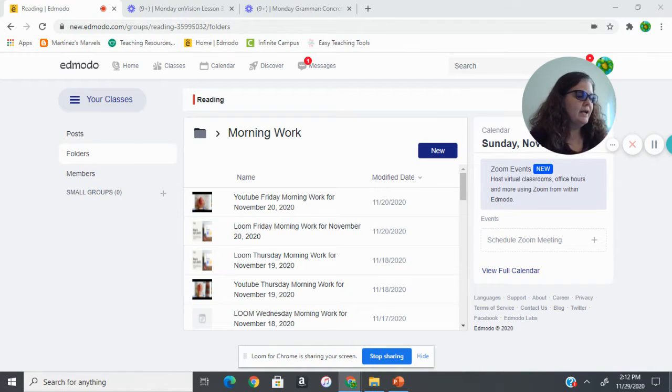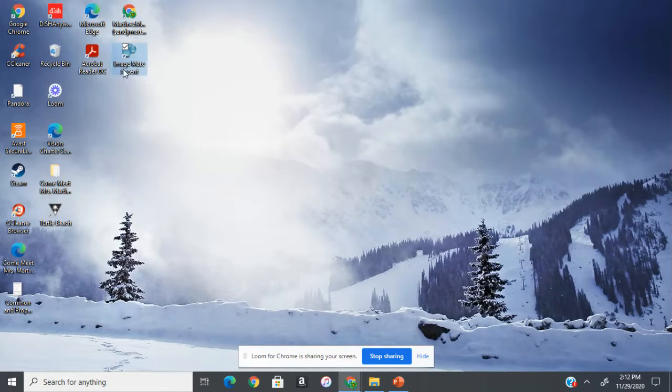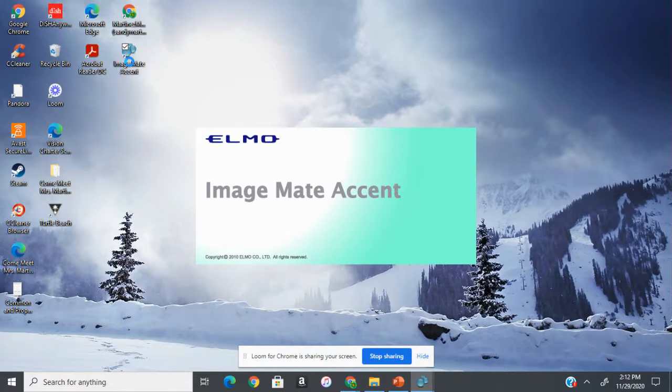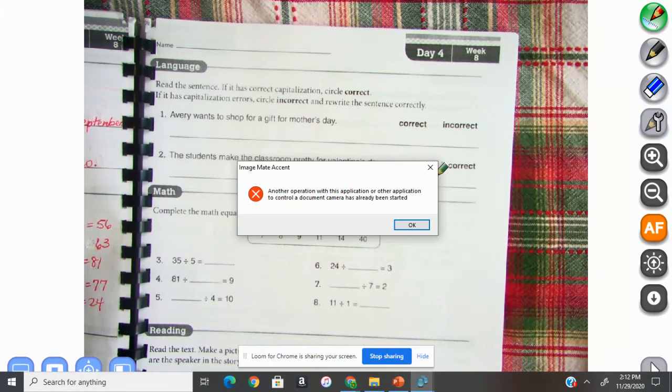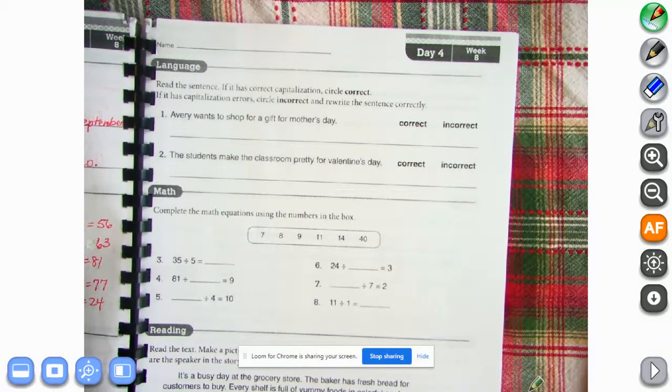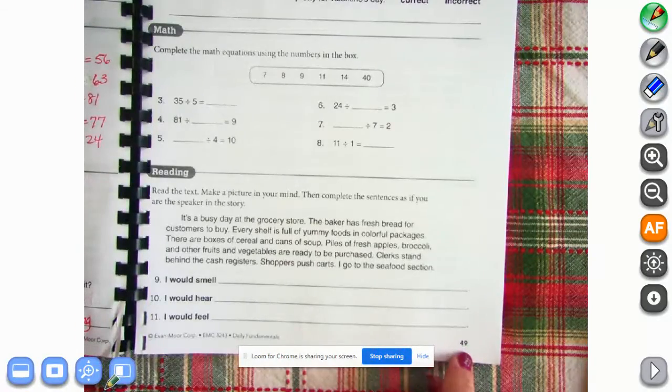So if you would please grab your morning workbook and something to write with and meet me on page 49. Let me get the camera while you're doing that. Oh, it doesn't want to let me. There we go. Okay. So we're on page 49.